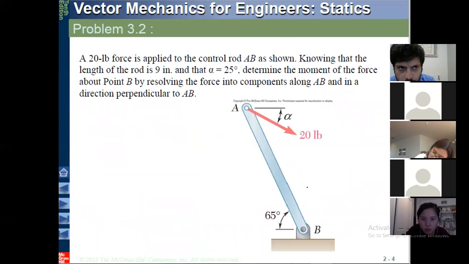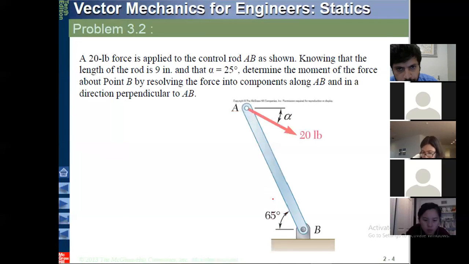All right, let's solve a problem here. We have a rod. This is two-dimensional, which is in a plane, because both the rod and the force lie in a plane. So we have a support at point B, and you're exerting a force of 20 pounds on point A, which has an angle alpha with the horizon, and we also have the angle of this rod with respect to the horizon. Here we want to calculate the moment of this force about point B.